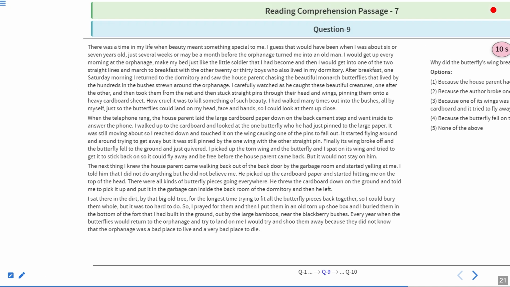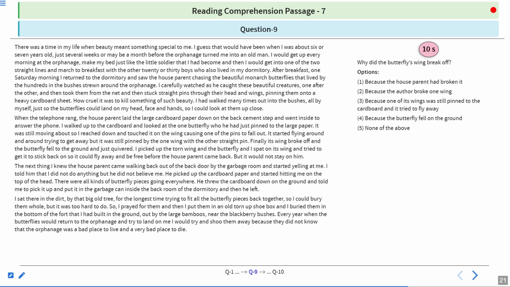I hope you understood. The next question is, why did the butterfly's wings break off? Options are because the house parent had broken it, because the author broke one wing, because one of its wings was still pinned to the cardboard and it tried to fly away, because the butterfly fell on the ground, and none of the above. You have 10 seconds to choose accordingly.